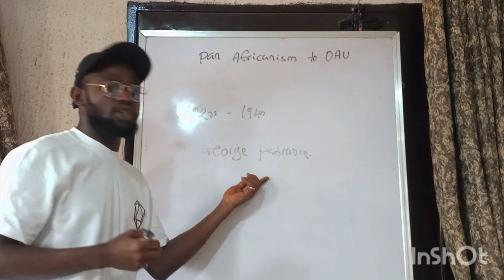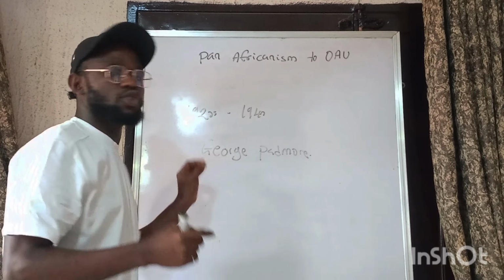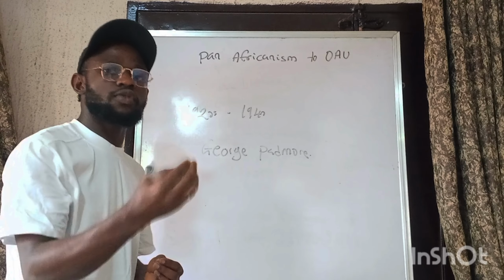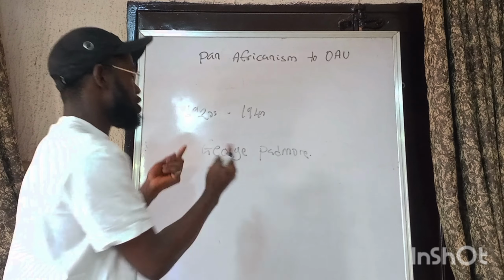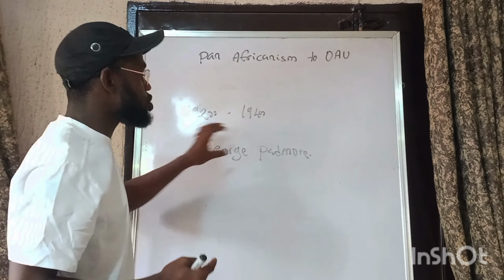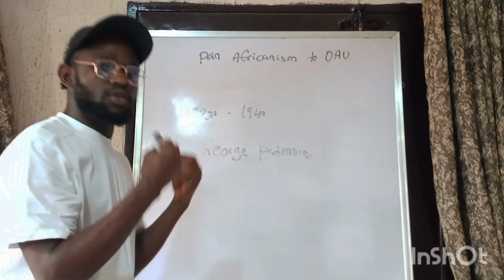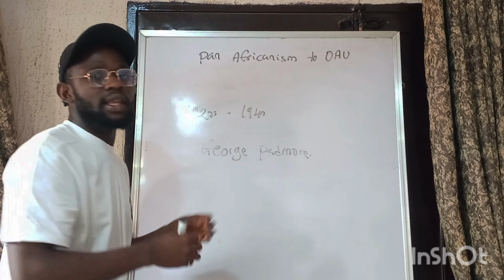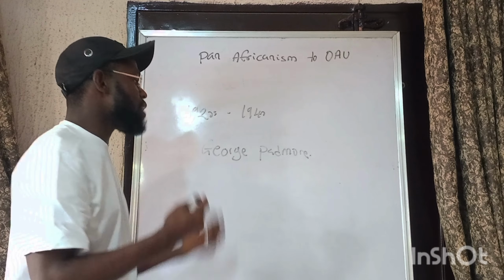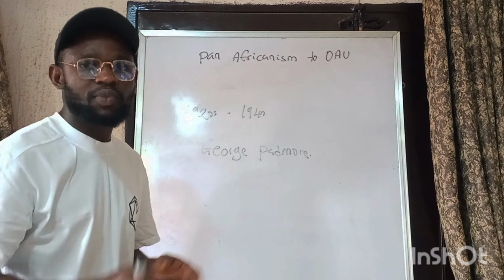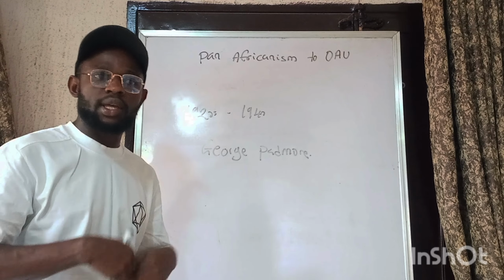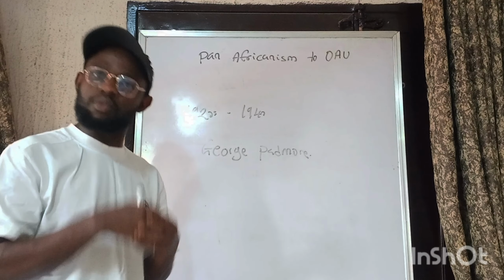So you will see this in your exam. But I love George Padmore so much. There is something you need to focus on for your exam sake regarding George Padmore. George Padmore added some African leaders to this movement called Pan-Africanism. So one of the African leaders he added was a guy called Kwame Nkrumah.